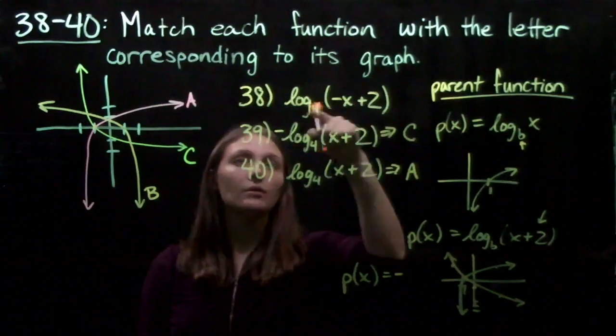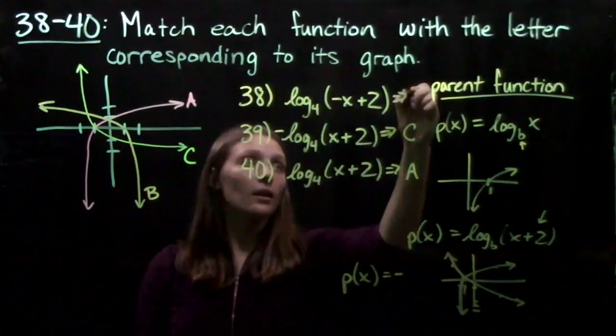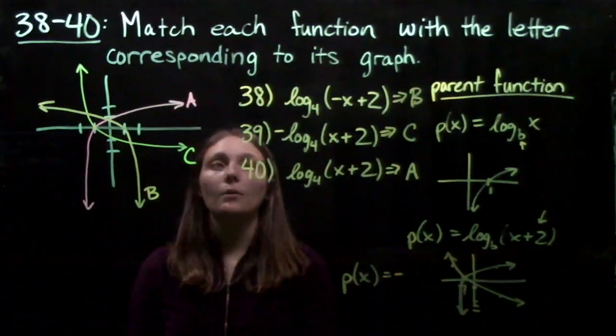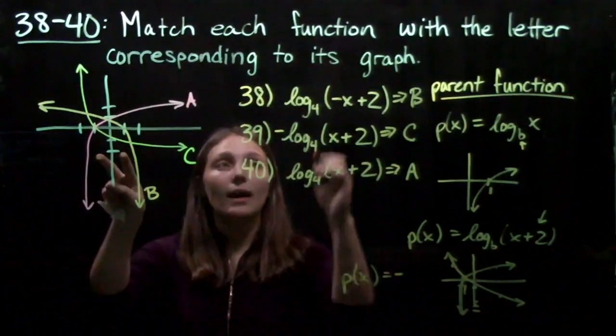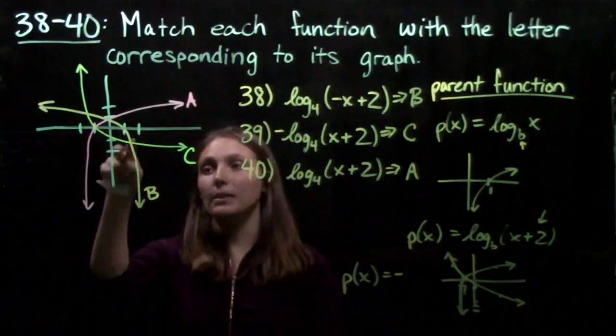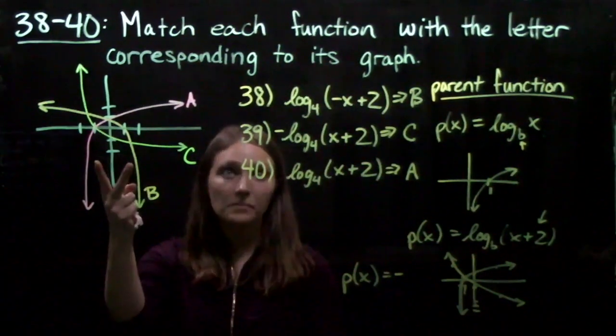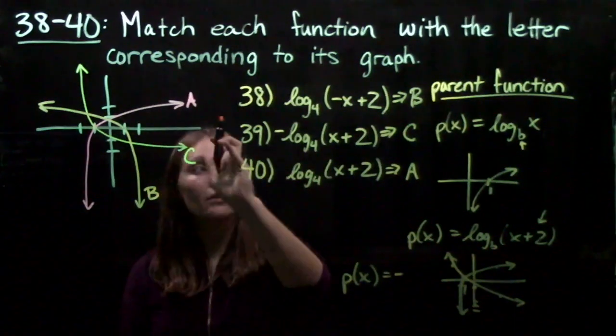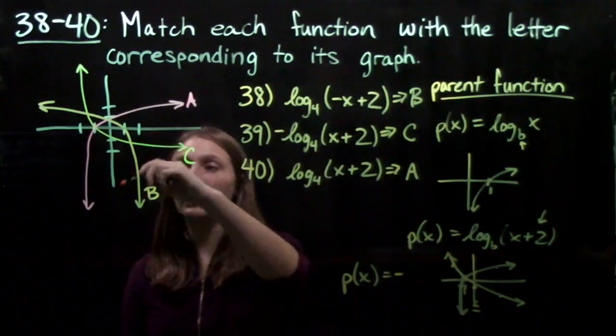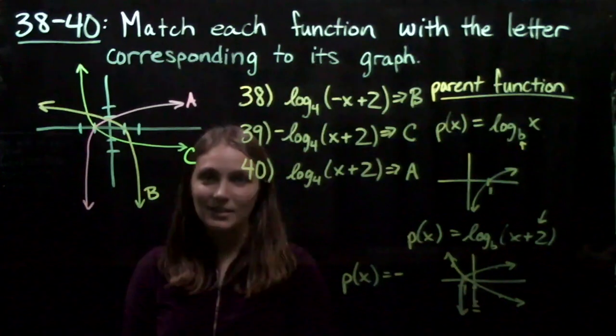And the only one left for 38 to be is graph B. And if you notice graph B, all it does is it takes the parent function A, and since we have a negative x in here, it flips it across the y-axis. So there you go, number 38 maps to graph B, 39 is graph C, and 40 is graph A. And those are the answers.